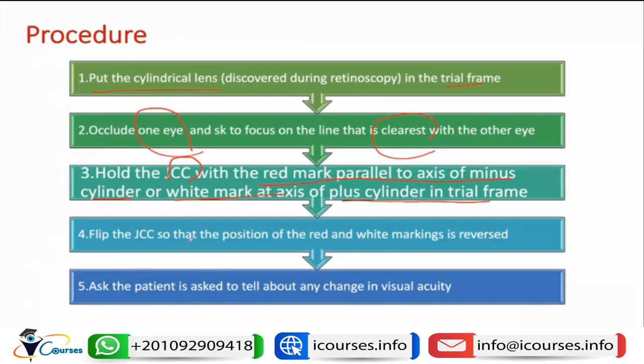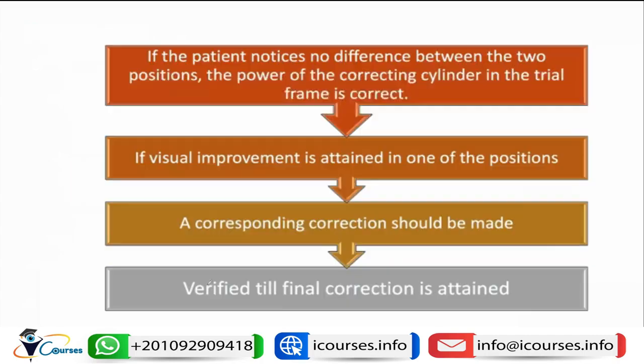Then we flip the Jacksonian cross cylinder in front of the patient's eye, reversing the red and the white markings, and ask the patient if they see any change in the visual acuity. If the patient has no difference and both images are equally blurred, then we reach the final correction. If the patient says that there is an improvement in one position, then we will make a correction, as we will see now.